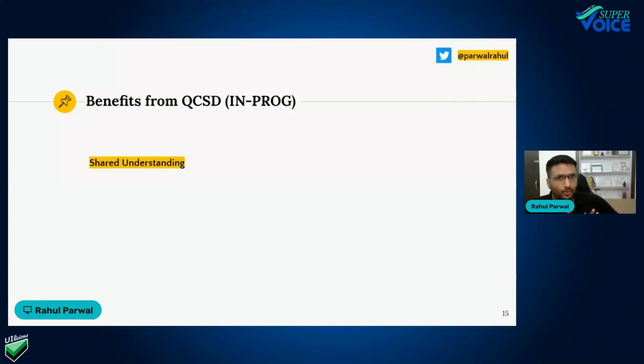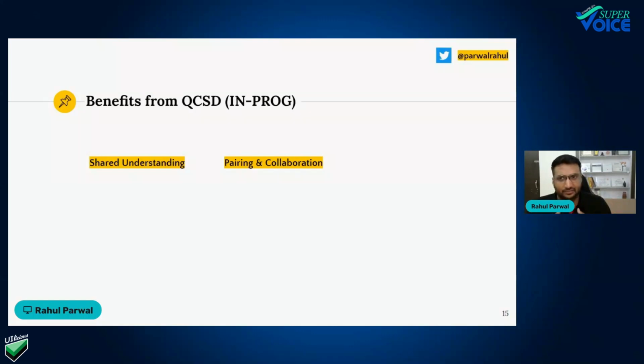Otherwise, testers know about a product only after it is developed, and that actually compiles a very big silo time of just a testing phase. So first, shared understanding. Second, better pairing and better collaboration. There are a lot of benefits of pairing and collaboration.